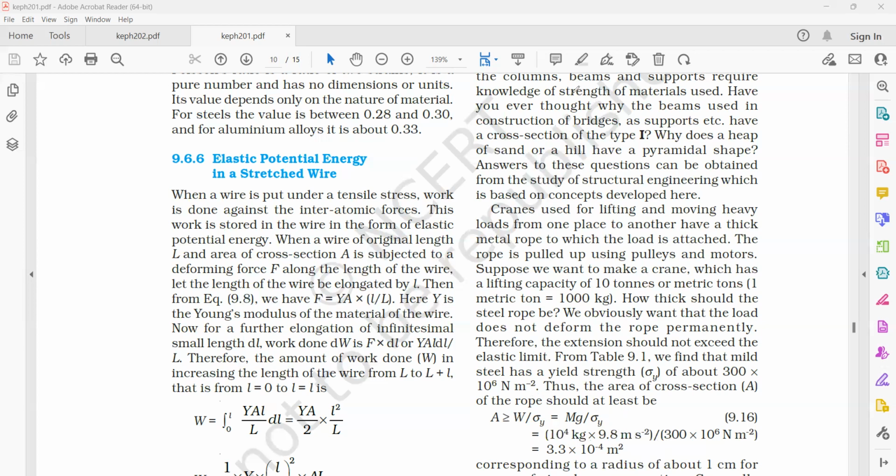Similarly, if a person comes with a requirement that the crane should be capable of lifting 10 lakh kgs, then as a design engineer, we have to give the thickness of that metallic wire. That's how, by studying the elasticity of a material, we are capable of understanding in real time how much thickness of the metallic rope is required to lift loads when we use cranes.